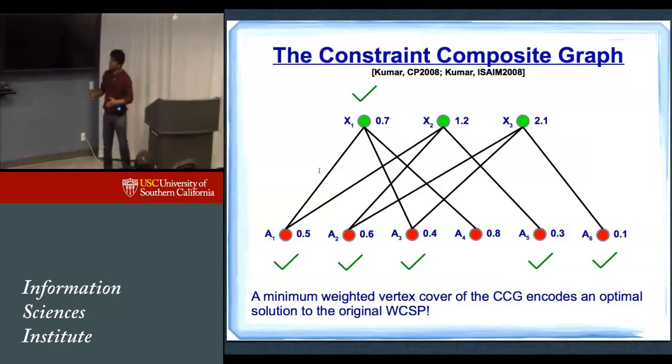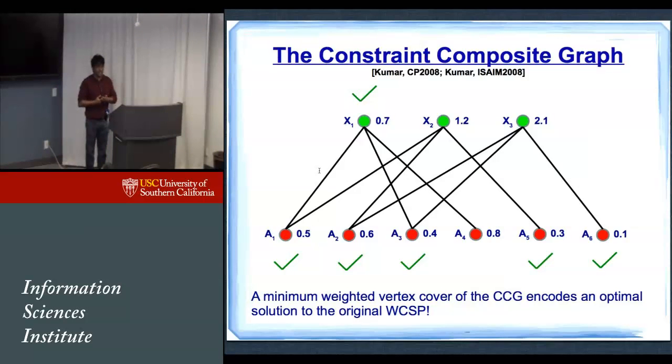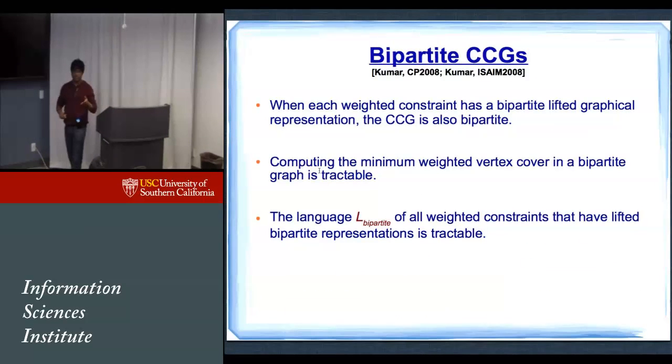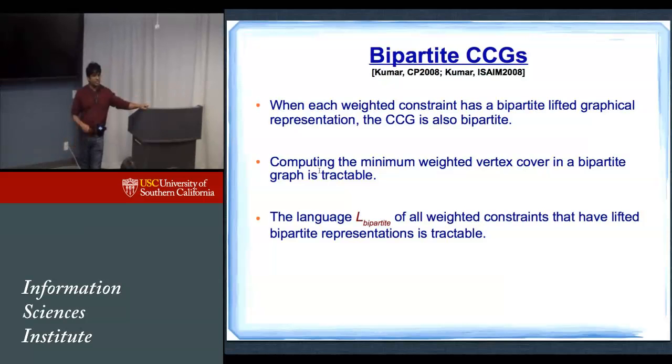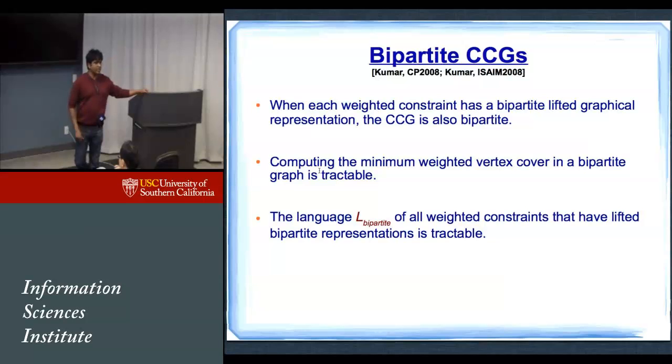All right. So what is this telling you? It's telling you that essentially you can look at each of these constraints individually and build lifted representations for them. The composite graph, which gives you a lifted representation for the entire problem, is a simple conglomeration of these things. So if each of these individual graphs is bipartite, for example, the composite graph is also going to be bipartite. And we know that for bipartite graphs, minimum vertex cover can be solved in polynomial time. So the language of all weighted constraints that have lifted bipartite representations is a tractable language. That was the first major result in the general study of weighted CSPs that I published in 2008.